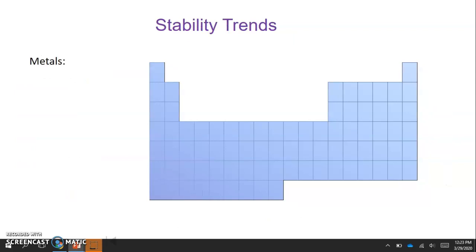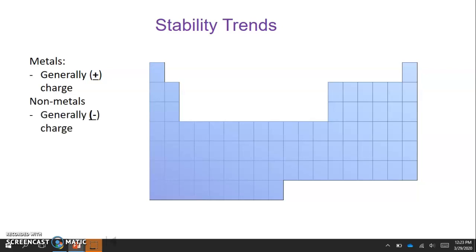Stability trends. Let's just talk about some of these trends. We already know where our metals and our nonmetals are in the table. Metals generally contain a positive charge because they tend to lose electrons. And our nonmetals generally have a negative charge because they tend to gain electrons. Remember, if you're gaining that particle that is negative, you become more negative.